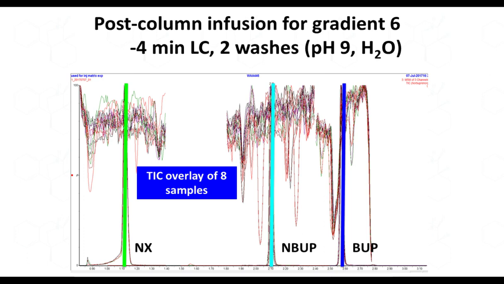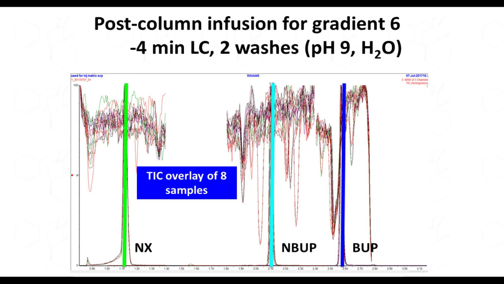Of course, one of the things we always worry about with LCMS is matrix effect, and this is showing you graphically an experiment of post-column infusion to evaluate it. This is the 6th gradient that I looked at. We tried a 3-minute LC run, but we had too much matrix effect, so we had to lengthen that to 4 minutes.